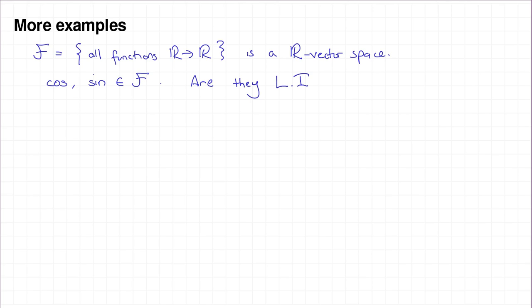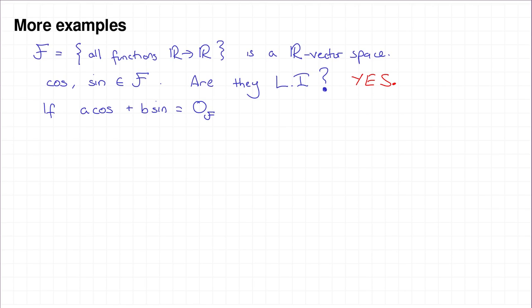And again, you should think about it. Pause the video, decide for yourself, are they linearly independent? Okay, I'm sure you did. I know you did. And I know you got the right answer, which is yes, they're linearly independent. So if A times cosine plus B times sine is equal to the zero element in our vector space, well, let's think what that means.